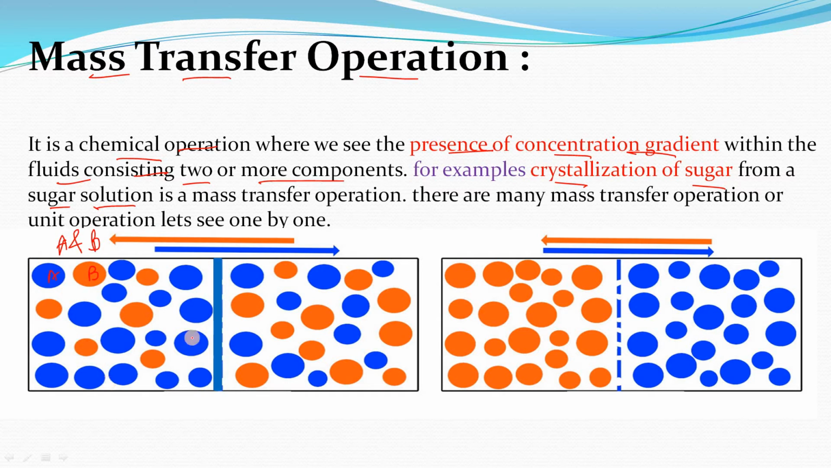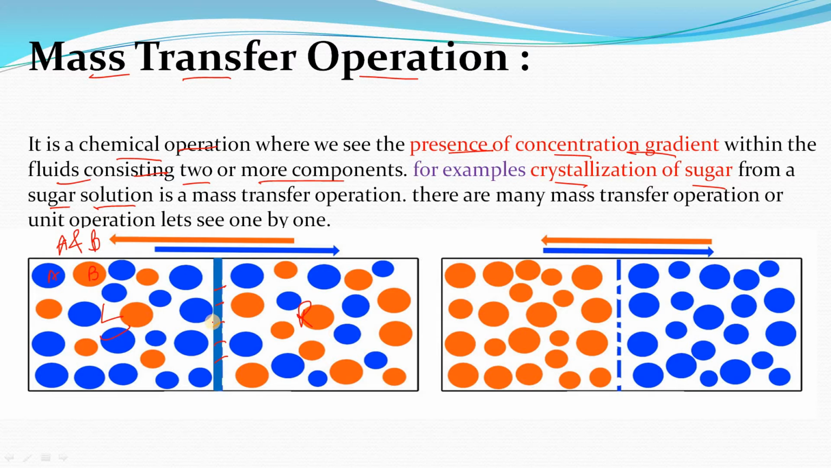So what you are seeing here in this box, I have separated this box by this partition, right? So what is happening here? Here is a mixture of gases A and B, on the left side and the right side. On the left side, the concentration of blue gas is higher and orange gas is less. On the right side, the concentration of orange gas is high and blue gas is low.